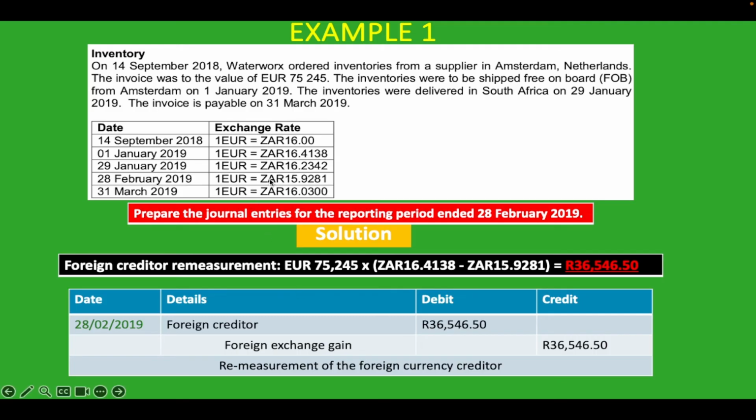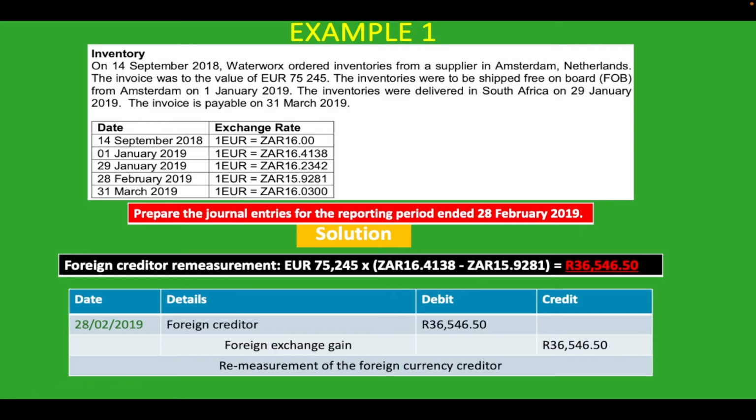You can see that it's changed. It's gone from 15.9281 to 16.0300. Is that good for me or bad for me? That's bad for me, because I'm paying more. I was paying 15 rand 9281 cents for €1 at year end, but now I have to pay 16 rand 0.03 cents at the point in time where I'm paying the supplier.